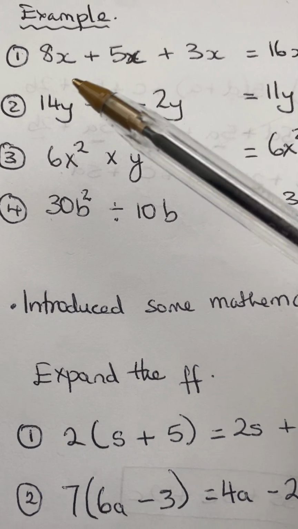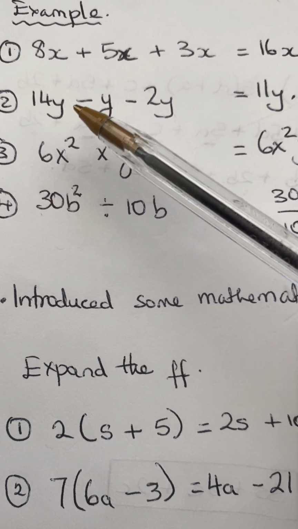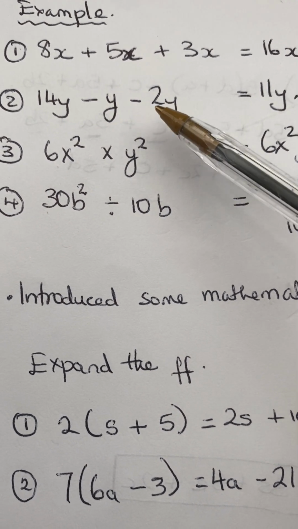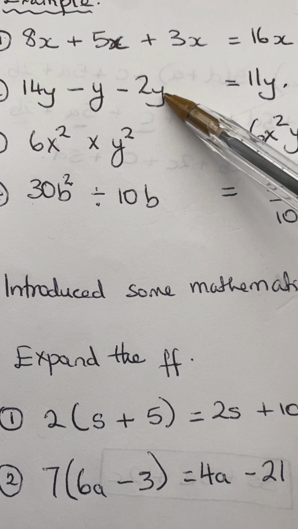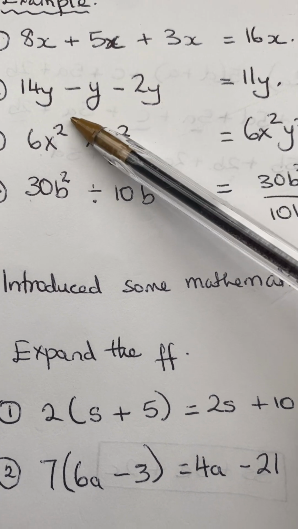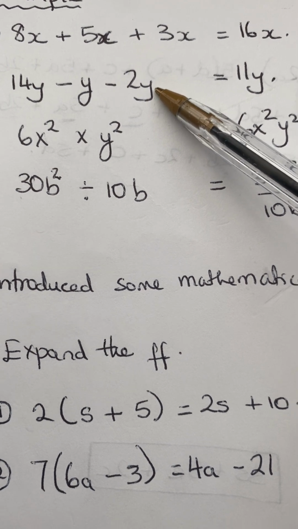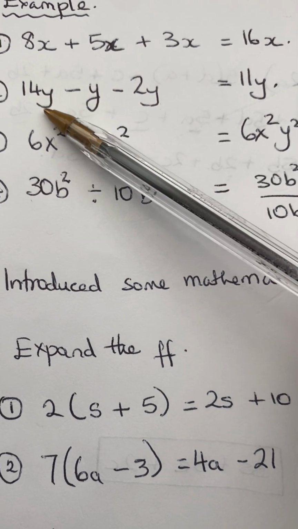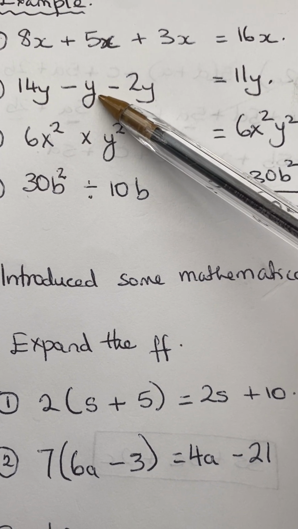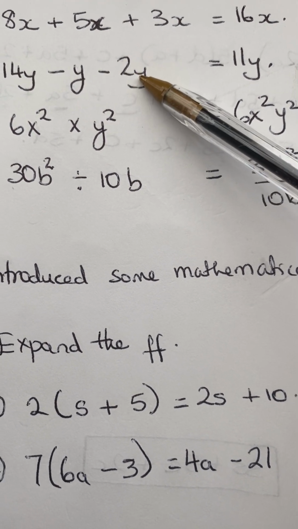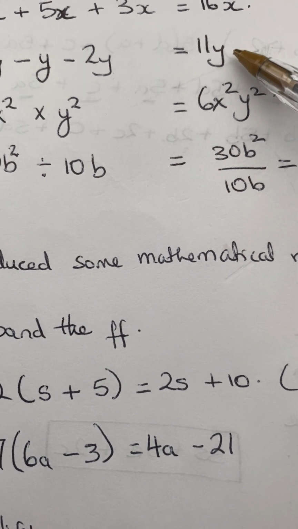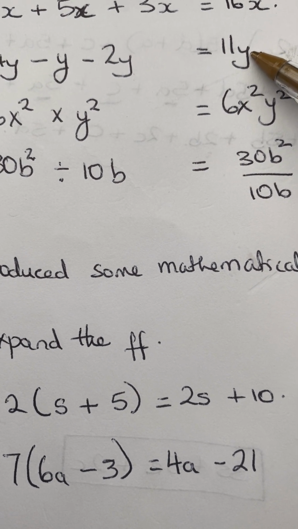The second one here also, the mathematical symbol is minus. When you scan, you only have one like term or one variable. Okay, so 14y minus y is 13y, minus another 2y is 11y.